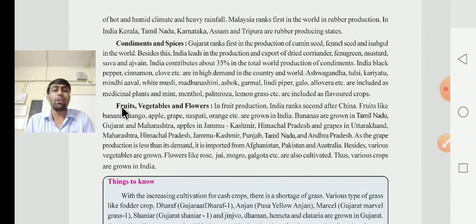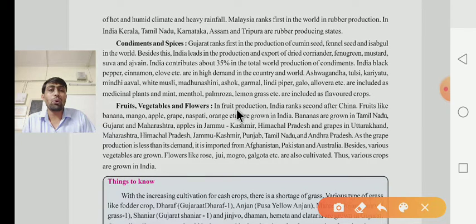Next they have given about the fruits, vegetables and flowers. It means phado, શાકભાજી અને ફૂલોની ખેતી. In fruit production, India ranks second after China. If you see the production of fruit, then dear children, they have to say that the fruit production of India ranks second after China.